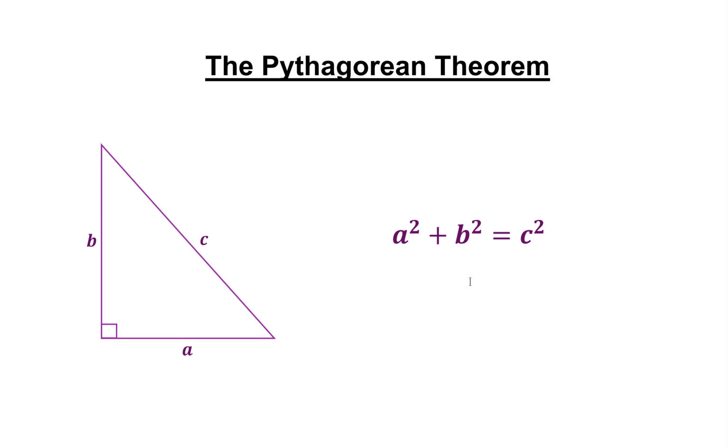The Pythagorean theorem states that if we have a right triangle, then we can relate the sides to each other by the equation a squared plus b squared equals c squared, where a is one of the legs here, b is another one of the legs here, and c is the hypotenuse, or the side across from the right angle.